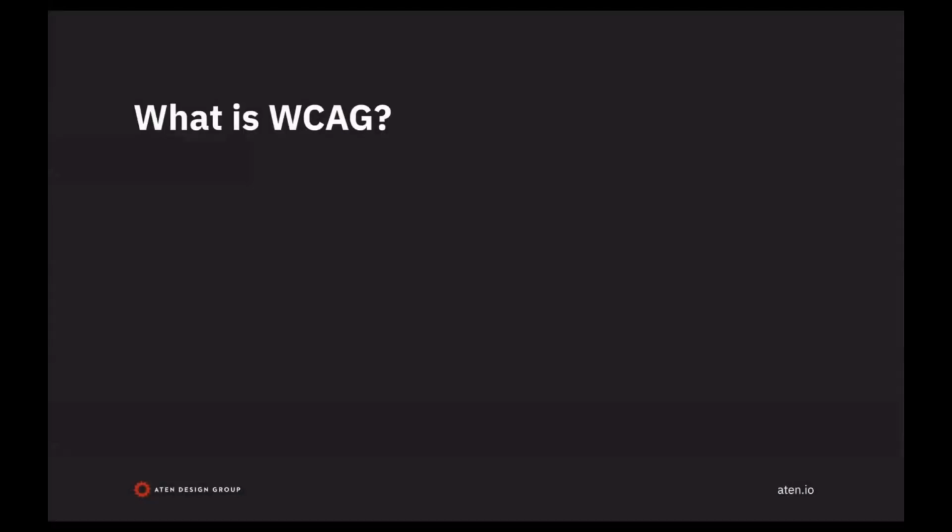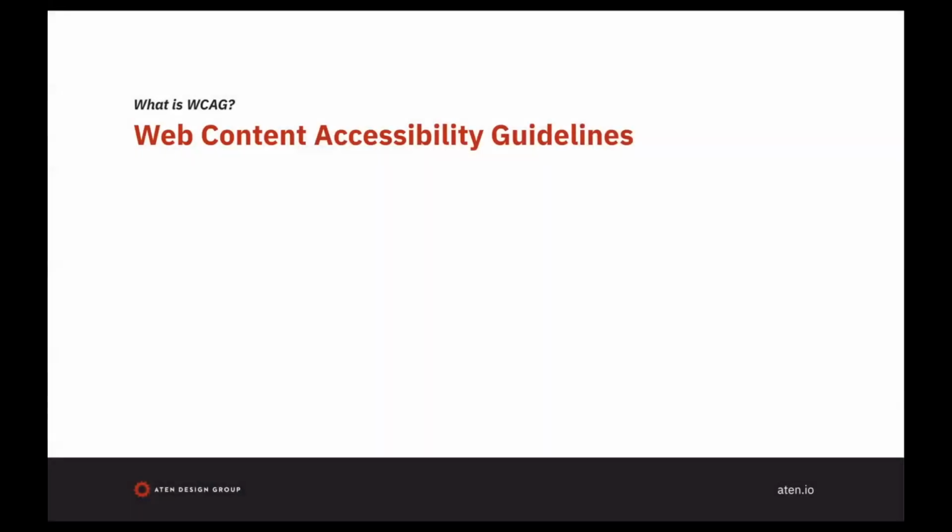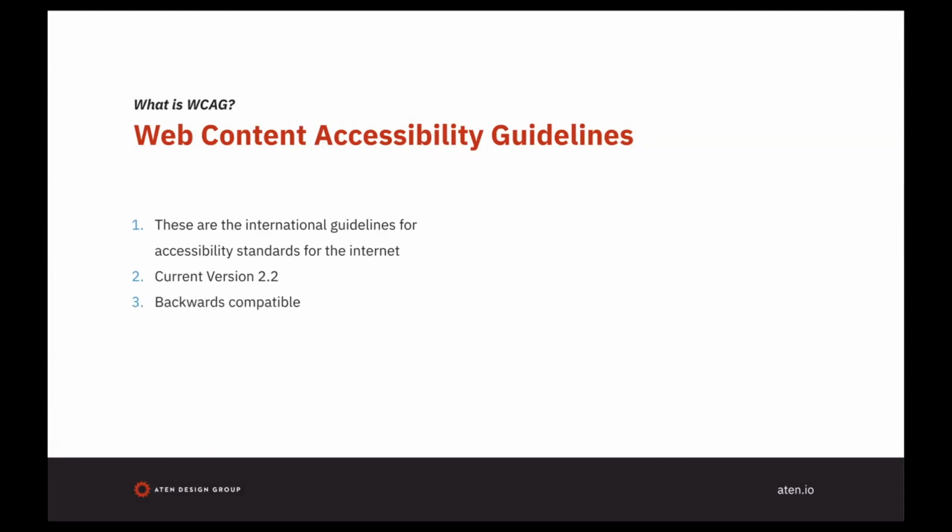What exactly is WCAG? Well, it stands for the Web Content Accessibility Guidelines. These are the international guidelines for accessibility standards for the internet for desktops, laptops, tablets, and mobile devices. Currently, we're on version 2.2 as of earlier this month. All versions are completely backwards compatible, meaning as long as you're staying up to date with even 2.1, moving to 2.2 should be pretty easy to move forward with.